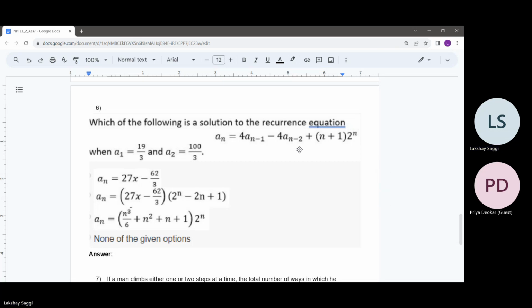For solving any recurrence relation of this form, this is a non-homogeneous recurrence relation because there is a term which is not of the form c_k a of n minus k, right? This n plus 1 times 2 raised to the power n term. Because of this, this is not a homogeneous recurrence relation.